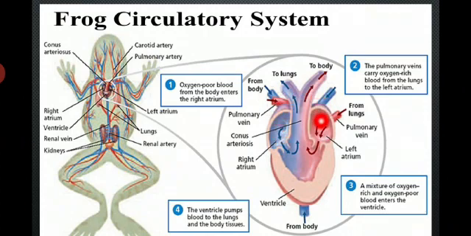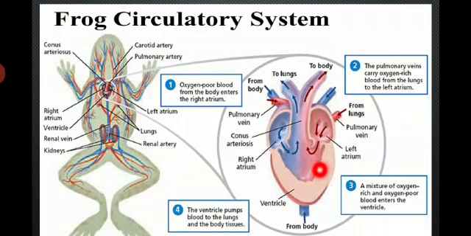And the next one you have to see is the left side atrium. Through the pulmonary veins, it receives the oxygenated blood from the lungs region.